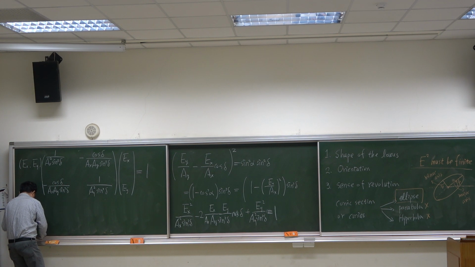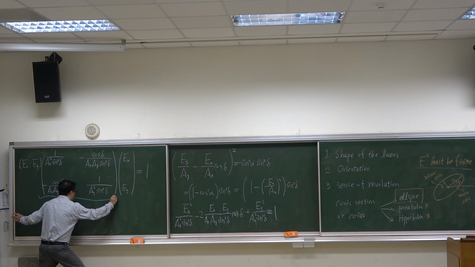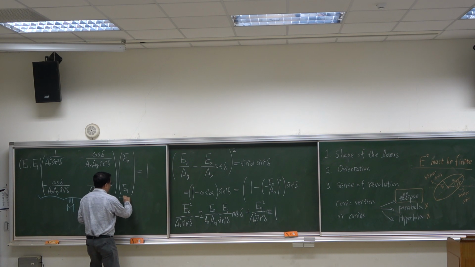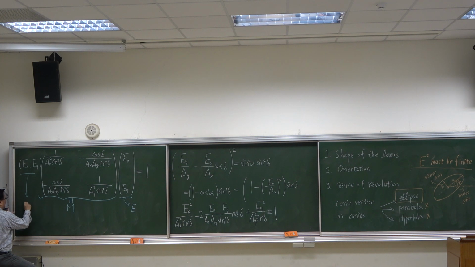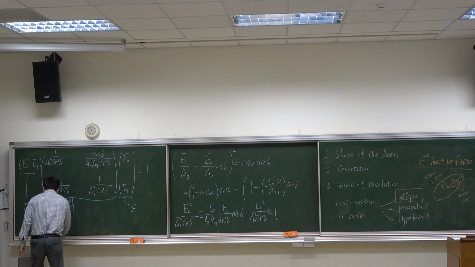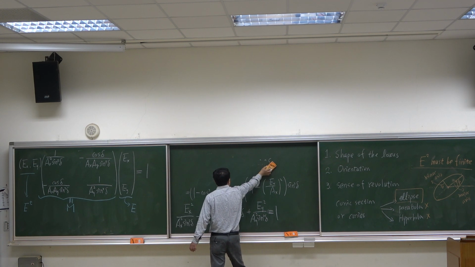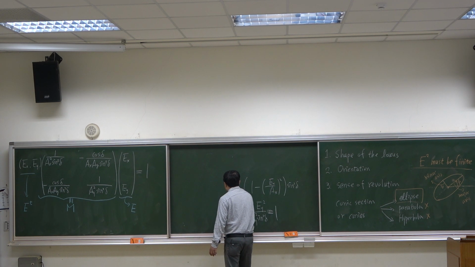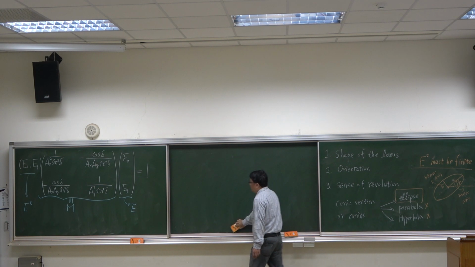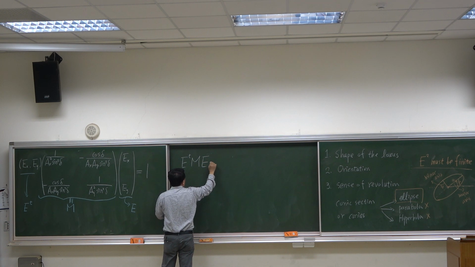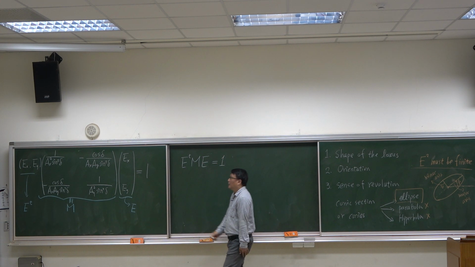Okay. So now I define this matrix as matrix M. And I denote this vector as E. And this becomes E transpose. Okay? So this equation now can be written as E transpose M E equal to 1. Okay?